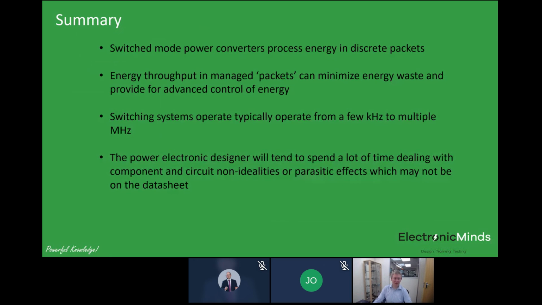The key part, I think, for any power electronic designer is the more time you spend working on power electronics, the more you start to realize that what you're fighting with a lot of the time are the circuit non-idealities and the parasitic effects, which may not be in the data sheet of the components you're using. And this is particularly true as you go up to higher and higher frequencies, where those parasitic effects become more dominant.